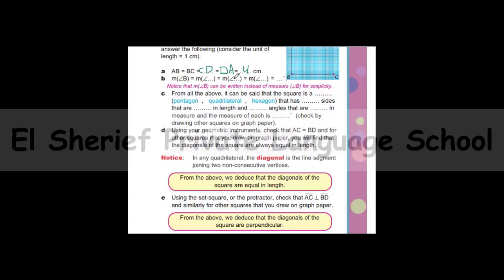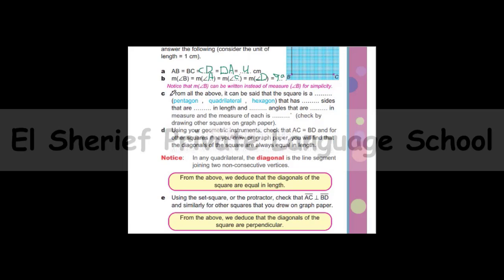Here we said that all sides are equal in length, and as we studied before, all angles of any square are equal in measure and equals 90 degree, or as we called it before, a right angle. So we can say that angle B equals angle A equals angle C equals angle D and equal 90 degree. Now this symbol for angle.